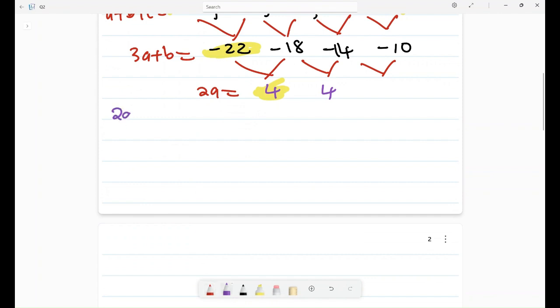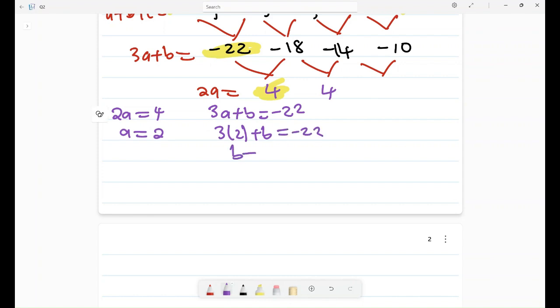Then I'm in a position of answering my question here. So I'm going to say 2a is equal to 4. Therefore, a is equal to 2. Then 3a plus b is equal to negative 22. What is a? A is 2. Then 3 times 2 plus b is equal to negative 22. Therefore, b, when I do my math, is negative 28. This is positive 6, to the other side, it's negative.